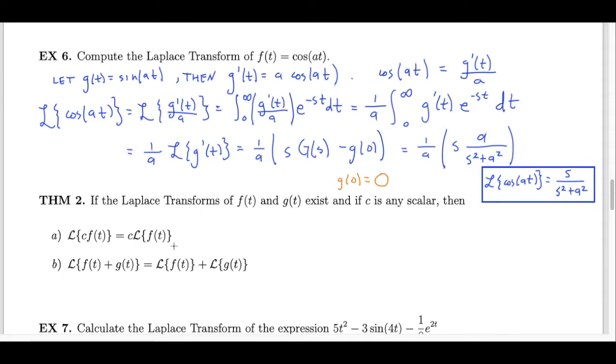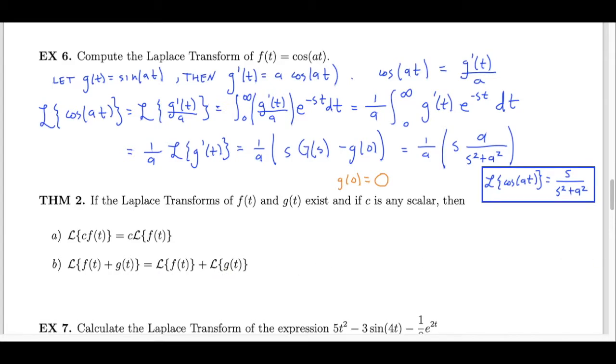We actually utilized that step in example 6 here, where I said, since my Laplace transform is defined as an integral, I'm accustomed to identifying a scalar and moving it outside the integral. That's essentially the justification for property A. Property B is also intuitively true if we remember that this Laplace transform operator is an integral. And so if you think of this generally as saying the integral of f plus g, then you know that we can break that into two separate integrals, the integral of f plus the integral of g.